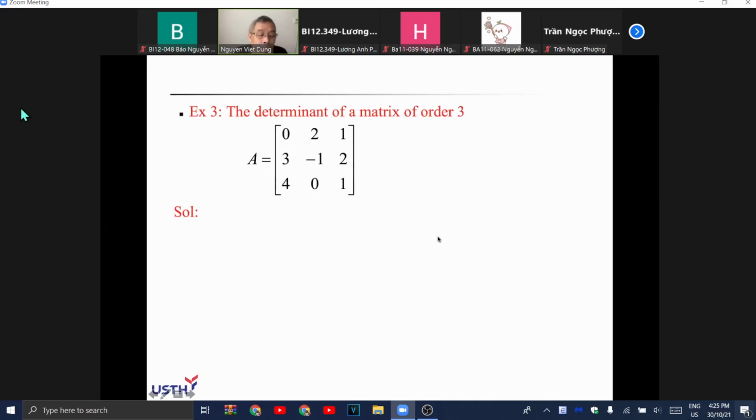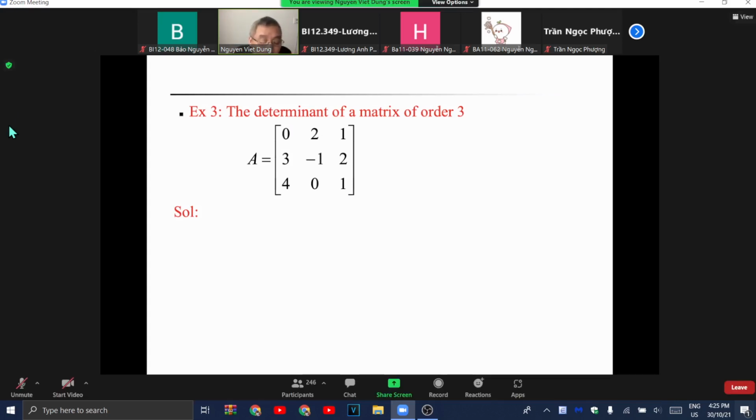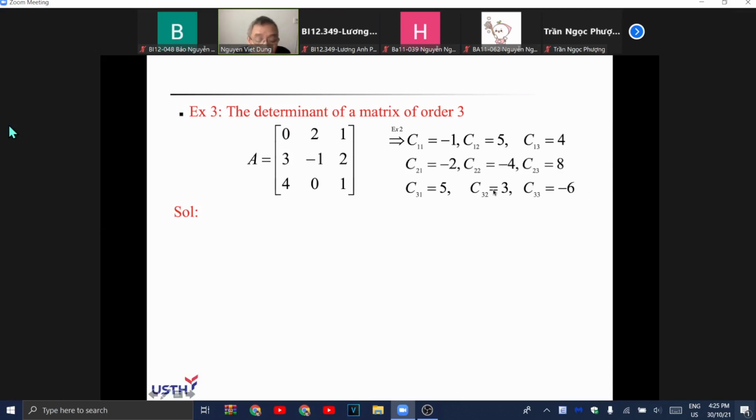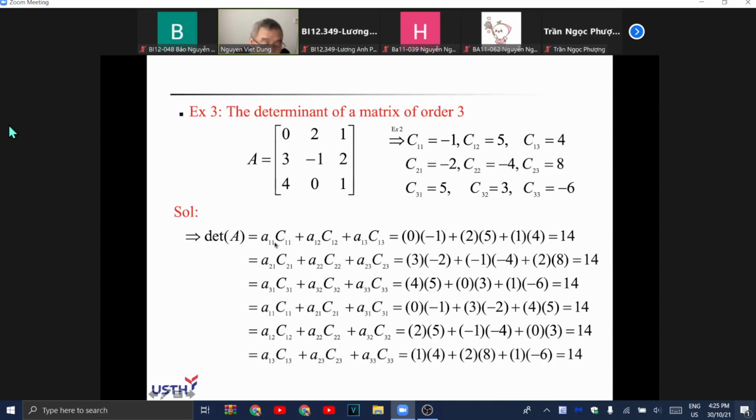Here I give you an example, a determinant of a matrix of order 3. The matrix is exactly the matrix in example number 2. Why do we use that? Because in example number 2, we already computed the cofactors. The cofactors, we know already, are here. I list them here. So we can apply any of the six formulas. It gives the same result, like here, 14.